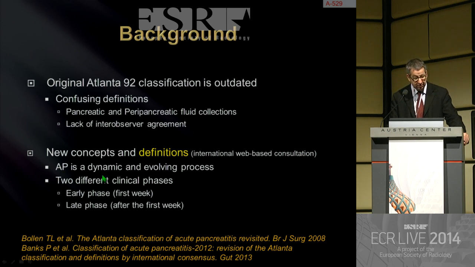So grossly, you just have to know that acute pancreatitis is differentiated in two clinical phases. An early phase, mainly in the first week, and a late phase after the first week. Because acute pancreatitis is a dynamic and evolving process, you will find that there are two mortality peaks. The biggest one in the early phase, of course, due to organ failure, and we will stress that point, and a second mortality peak due to local complications.